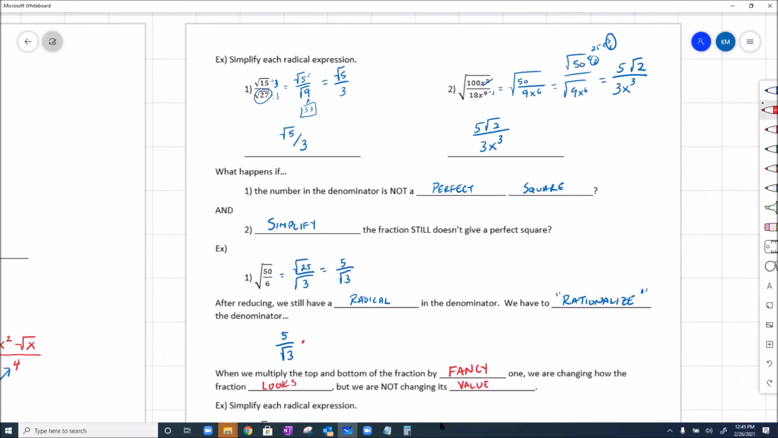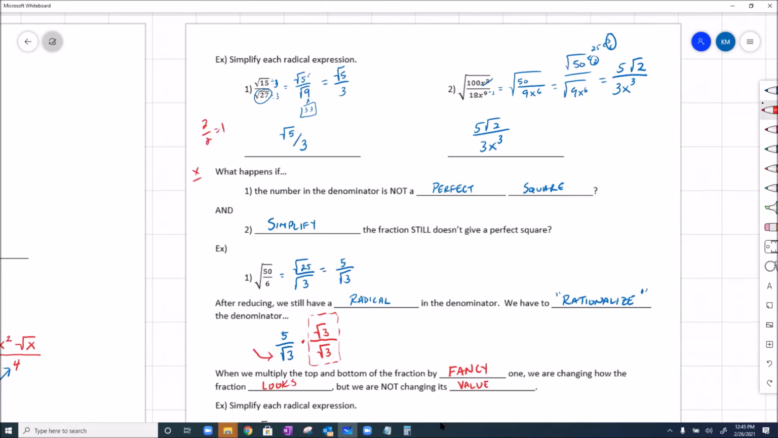Call this fancy 1, and this is how you can tell how fancy 1 looks. Because it's radical 3 in the denominator, we're going to multiply this fraction by radical 3 over radical 3. Let me explain really quick why I call this fancy 1. Anything divided by itself is 1. You can type it into your calculator. 2 divided by 2 equals 1.